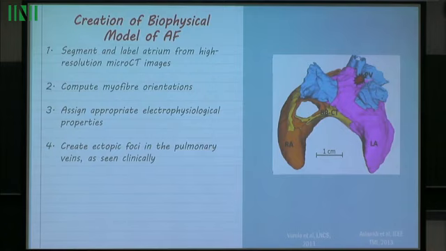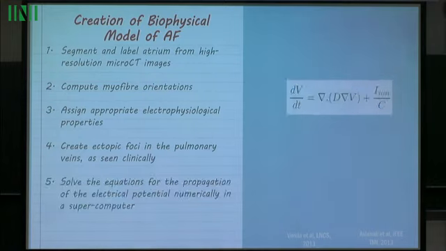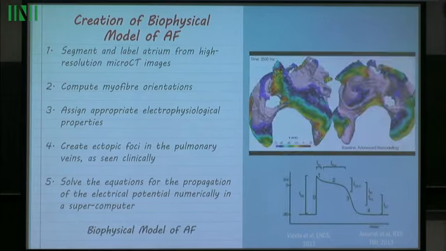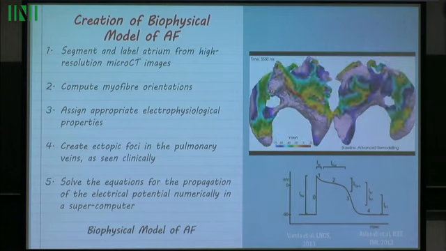So finally, you assume that there's a source of abnormal electrical activity here near the pulmonary veins, which then propagates across the atrium, and that you can model the propagation of this signal using this model. So this is just the anisotropic diffusion equation, and this term here has the ionic currents that give the nonlinear response of the tissue. So this is what you get when you do this.